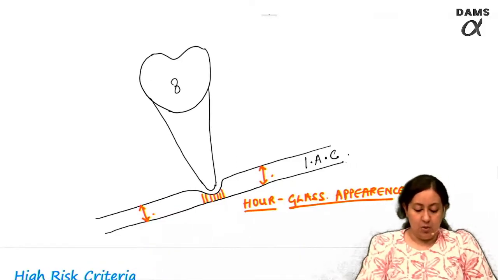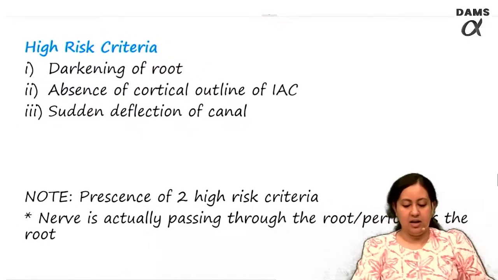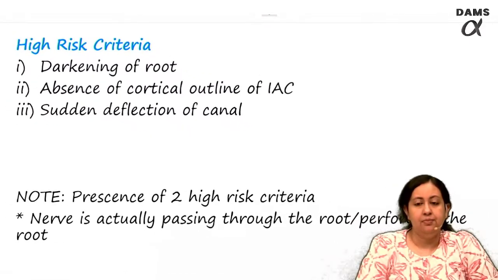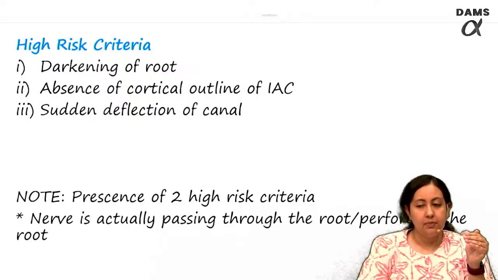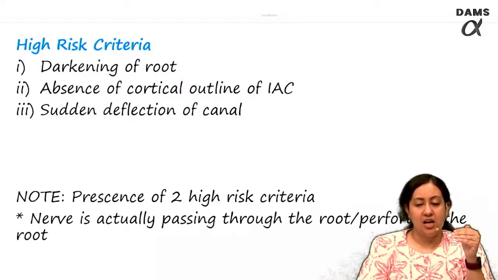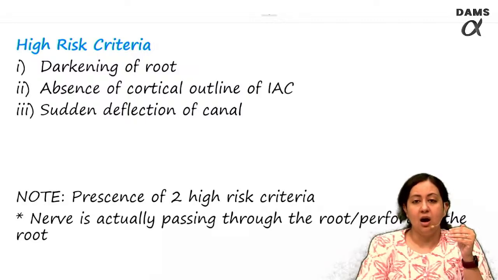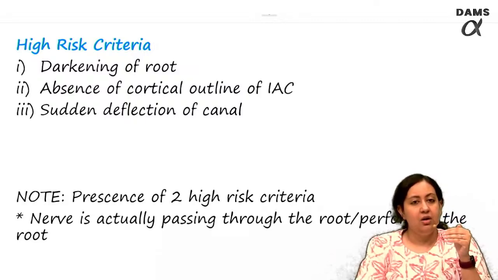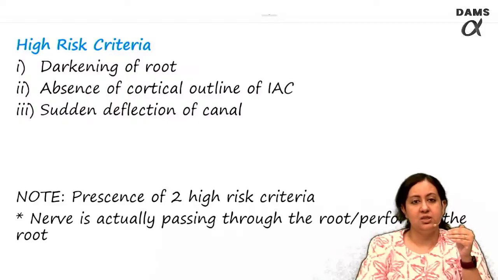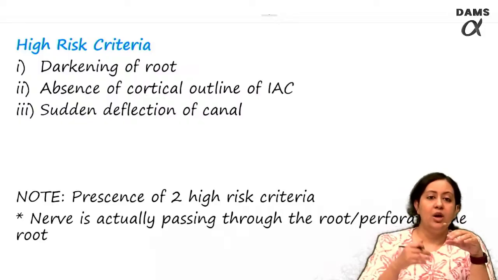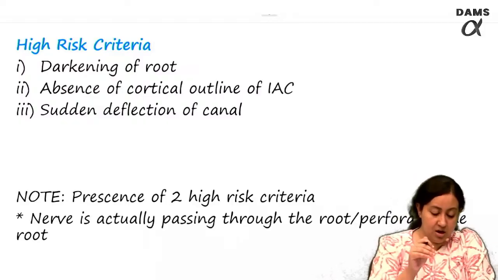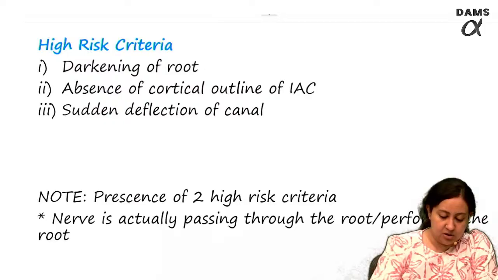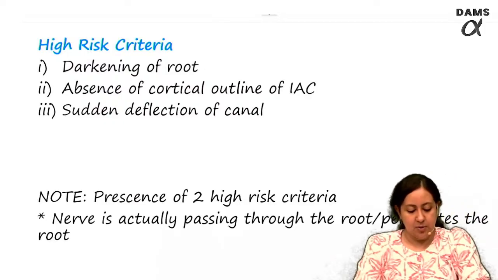Now, coming to high risk criteria. There are 6 criteria which we just had a look at. Amongst these 6, there are a few criteria which point towards a high possibility that the nerve is passing through the tooth substance, or is traversing through the tooth material. So what are those high risk criteria? These are very important. Please do make note of them because this is a potential question in your exams.